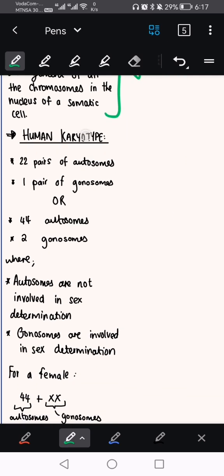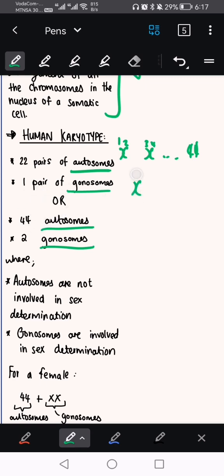But in the human karyotype, you have 22 pairs of autosomes and 1 pair of gonosomes, or 44 autosomes and 2 gonosomes. Remember, it occurs in pairs, right? So there's 22 pairs, which means there's 44 of them. Individually, there would be 1, 2, 3, 4, all the way on to 44. 1 pair of gonosomes means that there's 1, 2, so there would be 2 gonosomes.